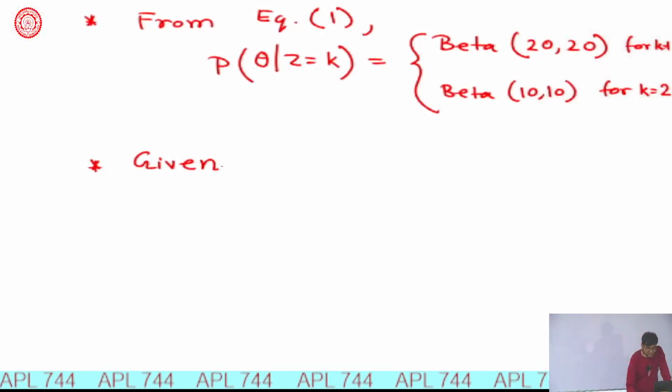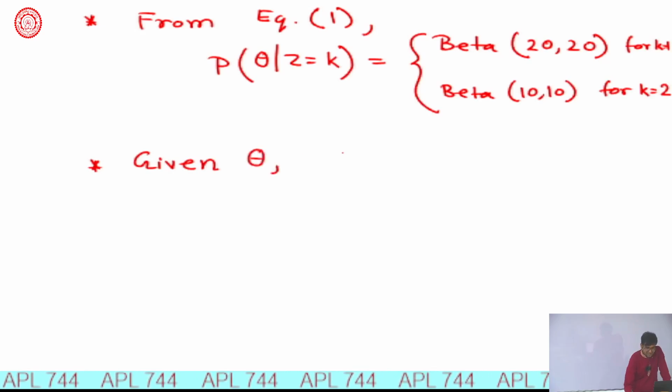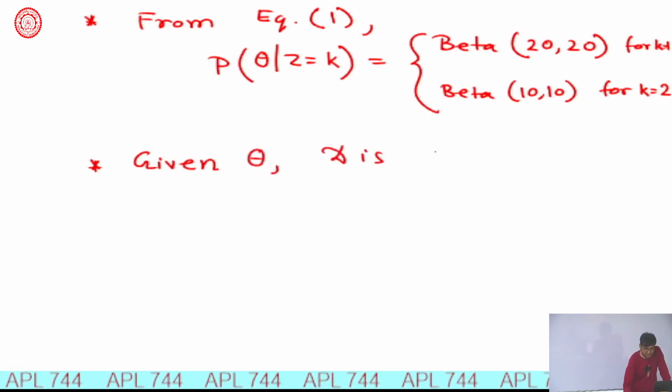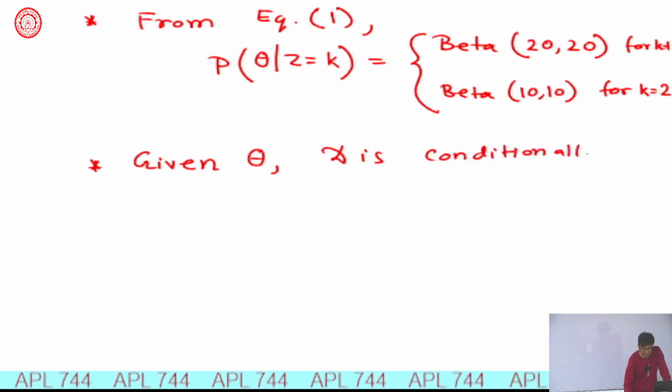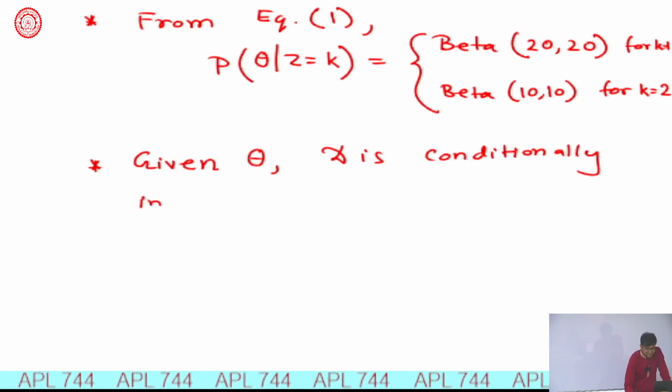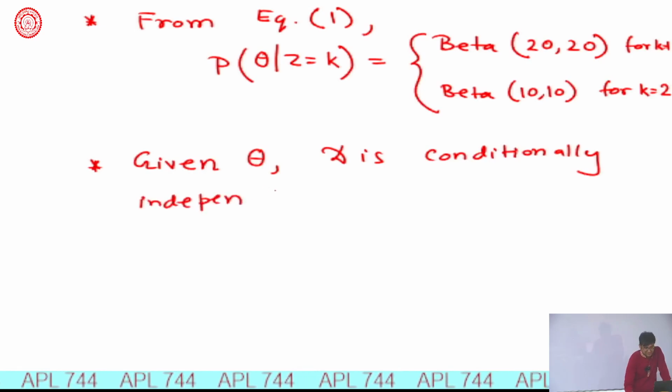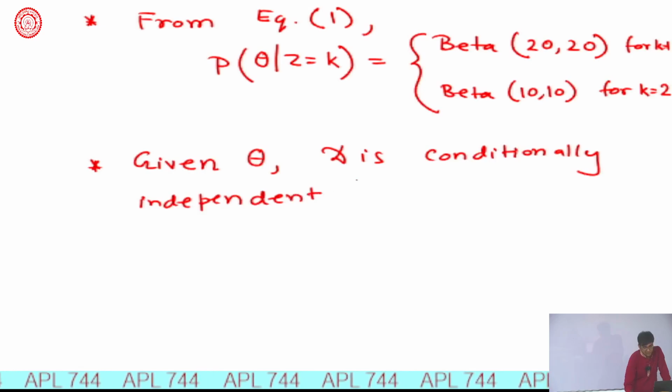So, now given theta, d is conditionally independent of z.